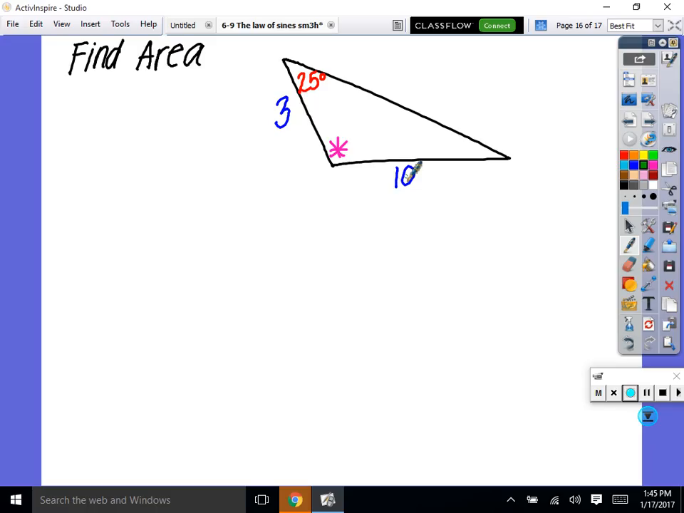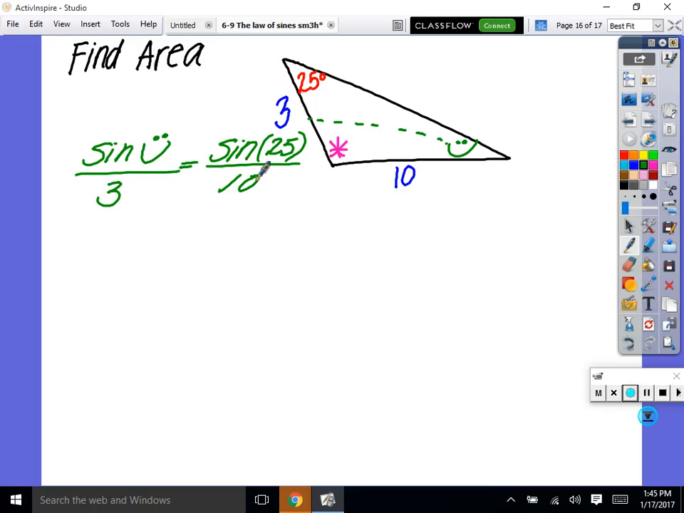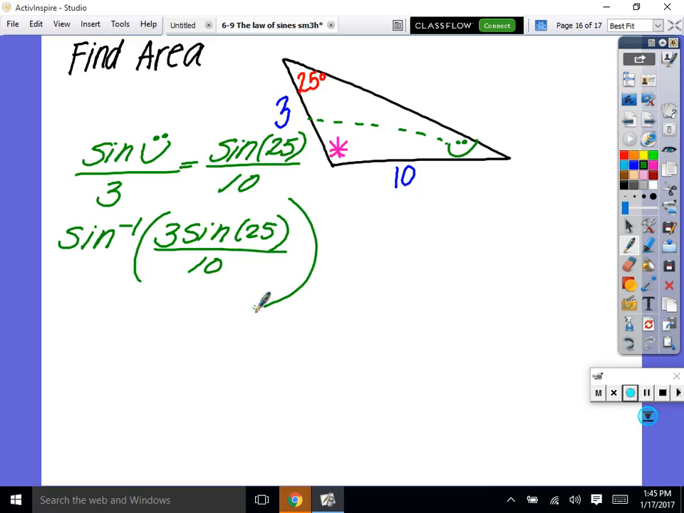Yes, okay. So now we could find this angle, I'm going to call it smiley face. We could find angle smiley face using the law of sines. Why do I have to find angle smiley face? Because that's the given side, right? So we would say sine of smiley face over 3 equals sine of 25 over 10. Solve for smiley face. Okay, 7.3 degrees is smiley face.